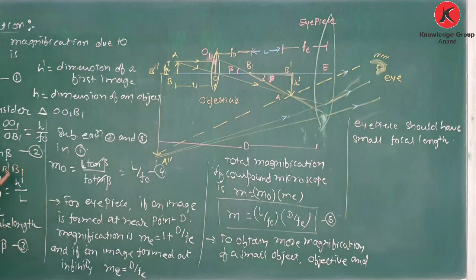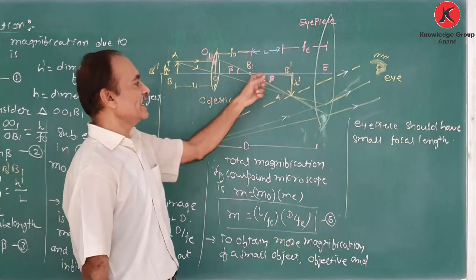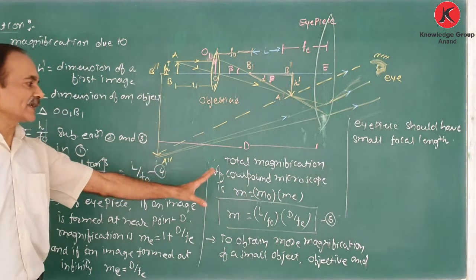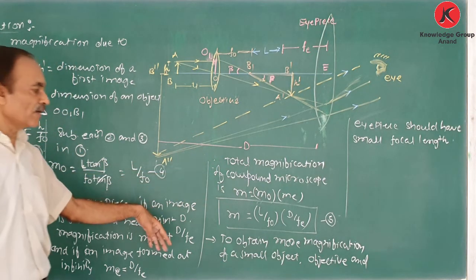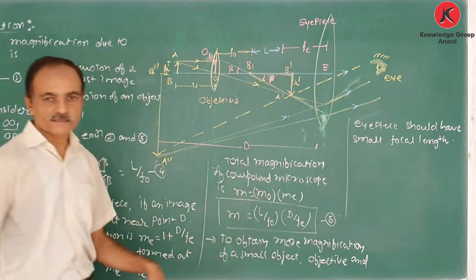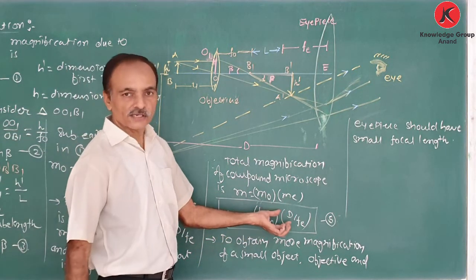So this way you can see here the importance of the figure. Right? How do we obtain the magnification for the objective? By considering these two triangles, O1B1 and the other. And then we obtain the M0 and ME. We directly take ME from the simple microscope, and to obtain the resultant or total magnification of the compound microscope, we multiply the magnification of objective and eyepiece. Thus, the resultant magnification M is equal to L upon F0 into D upon F.